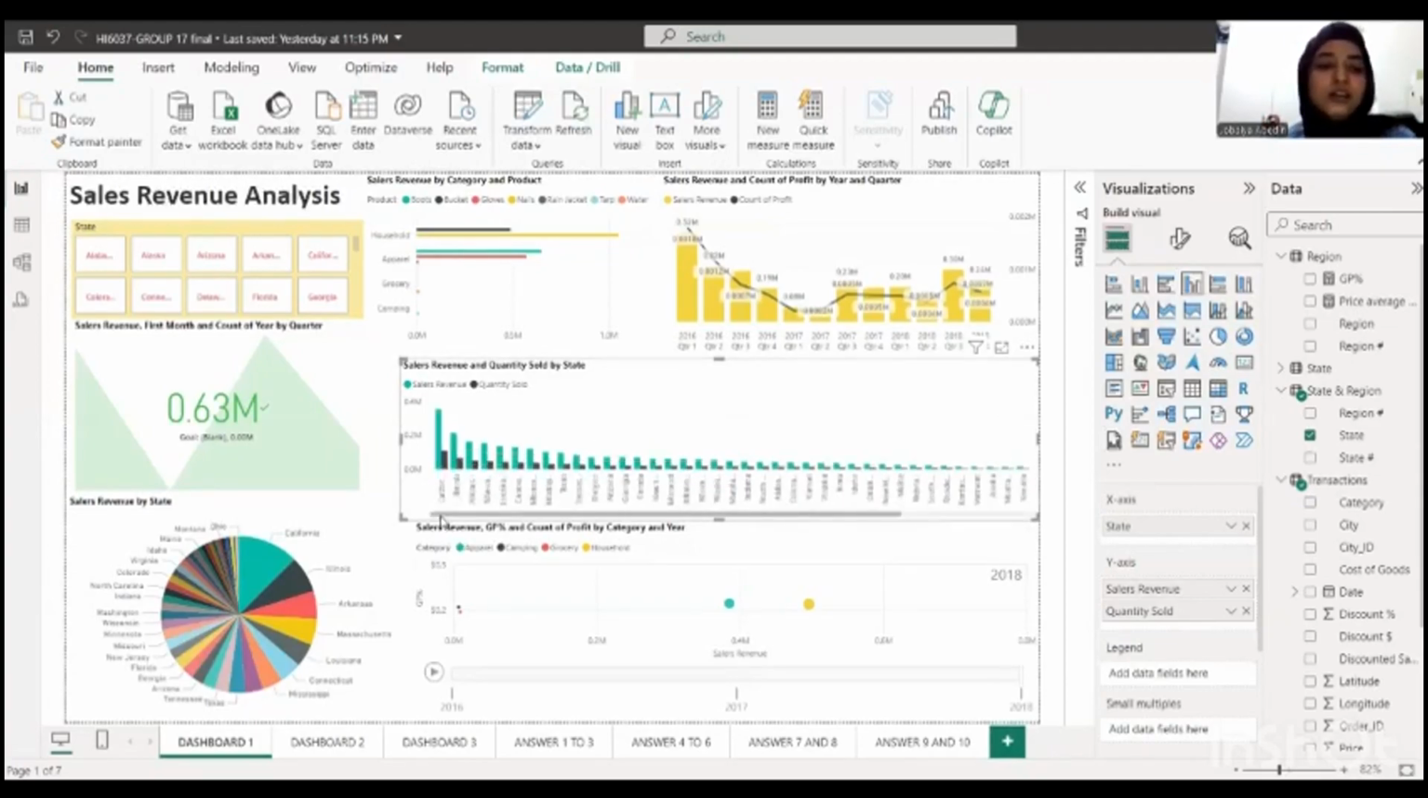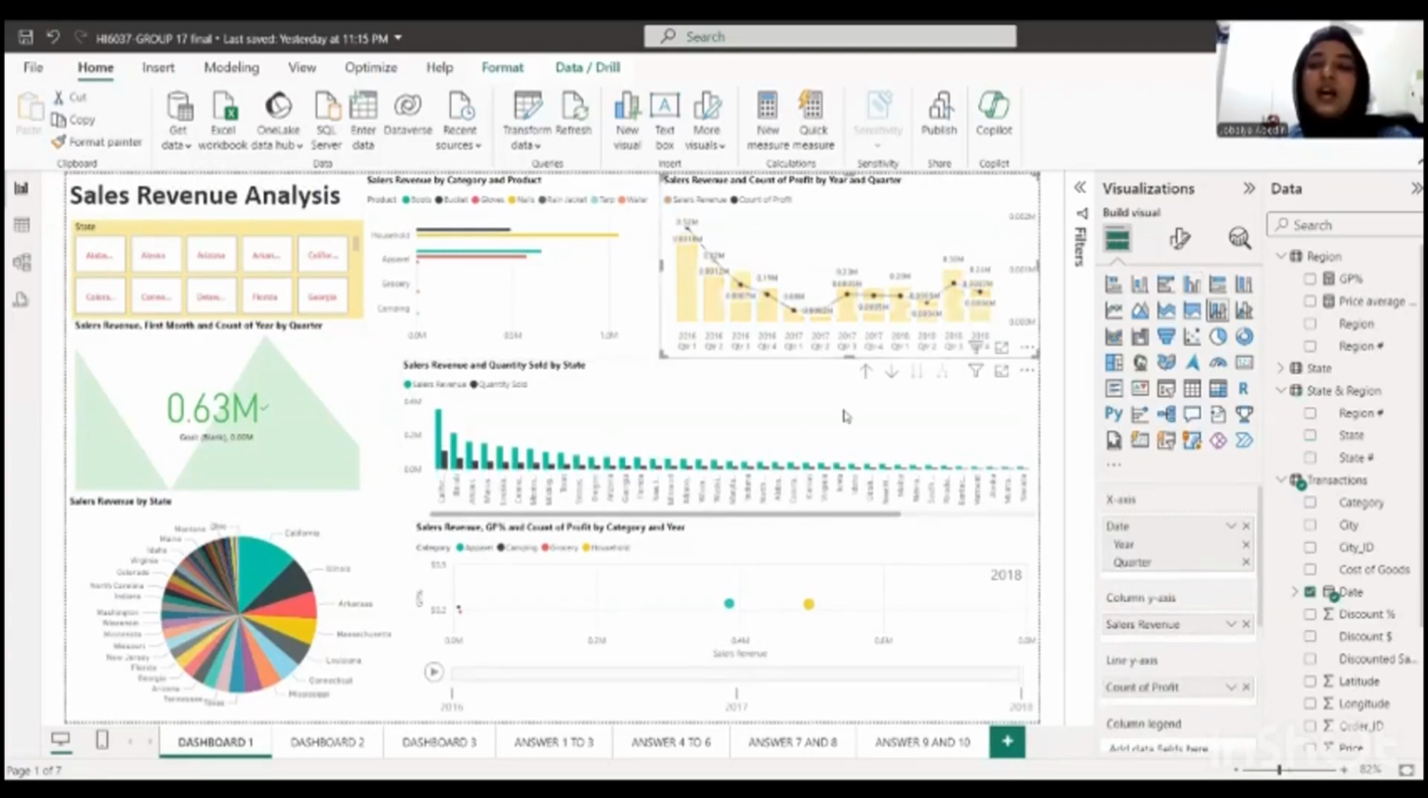So for my next one, I added a line and stacked column chart. Here in the x-axis, we can see the year and quarters. So there are 4 quarters for each of 2016, 17, and 18. In my columns, we can see the sales revenue and my line chart is showing the count of profit.